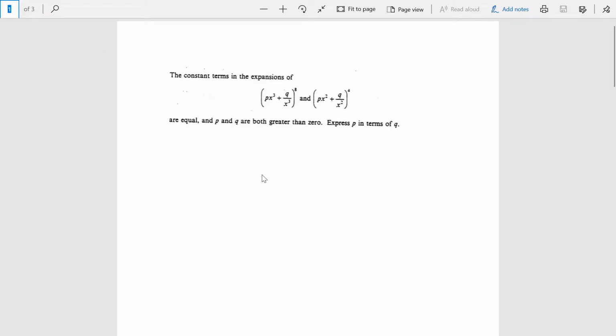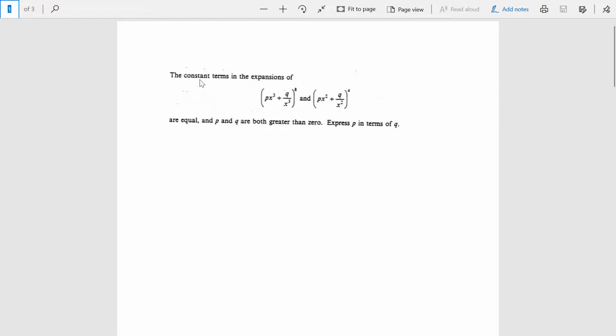Hello everyone. Today we're going to be looking at this question from a 1995 IBHL math paper. It's a pretty spicy question about the binomial series given some integer exponent.